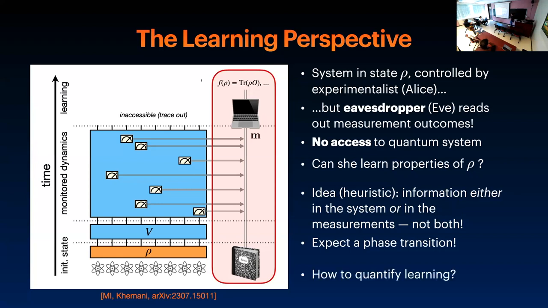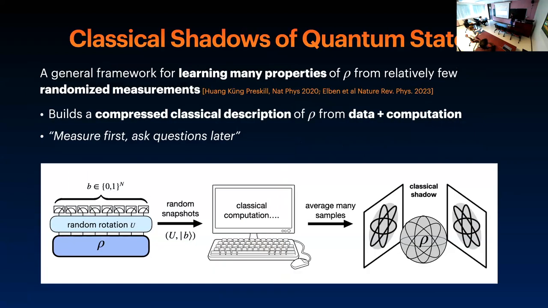We'll see how this works out, but it's a reason to expect a phase transition as well. Okay. The question, though, is how do we quantify learning? How do we make it really precise? And this is where classical shadows come in. Another development that I hinted at the beginning that came out of John Preskill's group and others in the last few years for learning many properties of quantum states from a relatively limited number of measurements. But this is the idea, and it's a remarkably successful way it works.